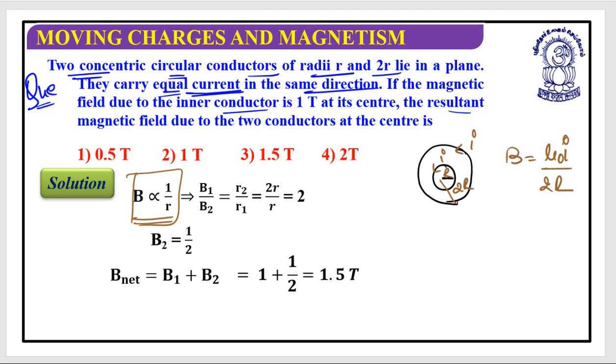Now let's find out, because I know the value of the magnetic field B1, so I need to find out the second one. B1 is to B2 is the ratio of the radii, R2 is to R1, so B1 is to B2 would be equal to 2. So B2, the second magnetic field, is 1 by 2. Now as they said that the current is flowing in the same direction, it's B1 plus B2, so 1 plus half. This is equal to 1.5 Tesla. I hope this is clear.